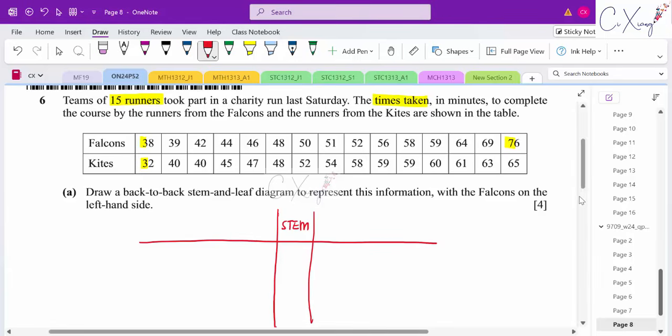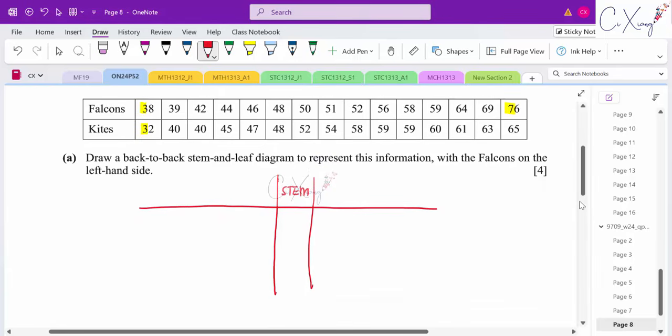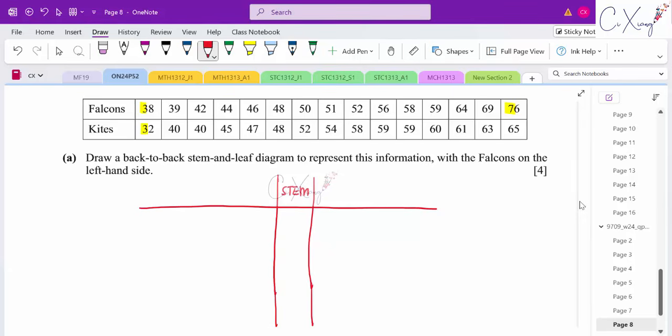And then how can I put in the values for the stem? Like what I told you just now, the smallest value should be 3 and the highest value should be 7. So our first digit will be the stem, and the second digit will be the leaf. You start from 3 first, so I have 3, 4, 5, 6, 7. Please read the question very carefully. They say the Falcons data should be on the left-hand side, so this is Falcons, and after that we have the Kites.